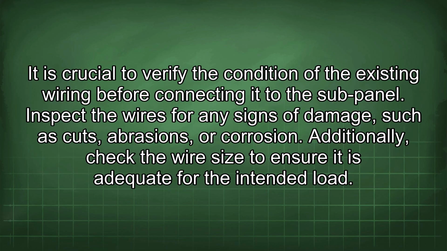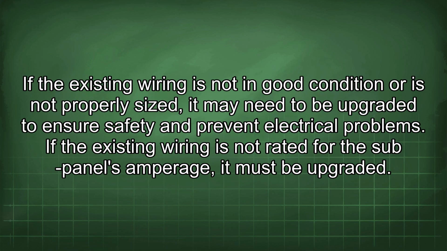Inspect the wires for any signs of damage, such as cuts, abrasions, or corrosion. Additionally, check the wire size to ensure it is adequate for the intended load. If the existing wiring is not in good condition or is not properly sized, it may need to be upgraded to ensure safety and prevent electrical problems. If the existing wiring is not rated for the subpanel's amperage, it must be upgraded.